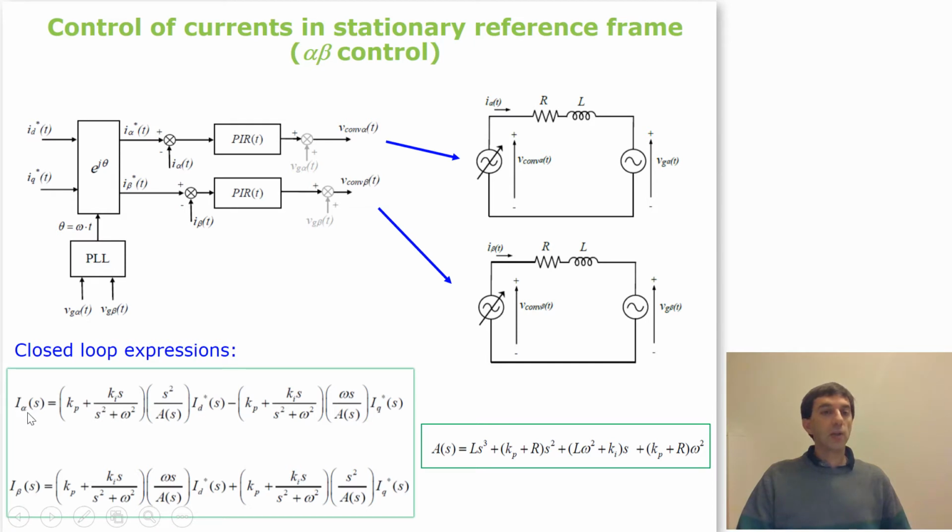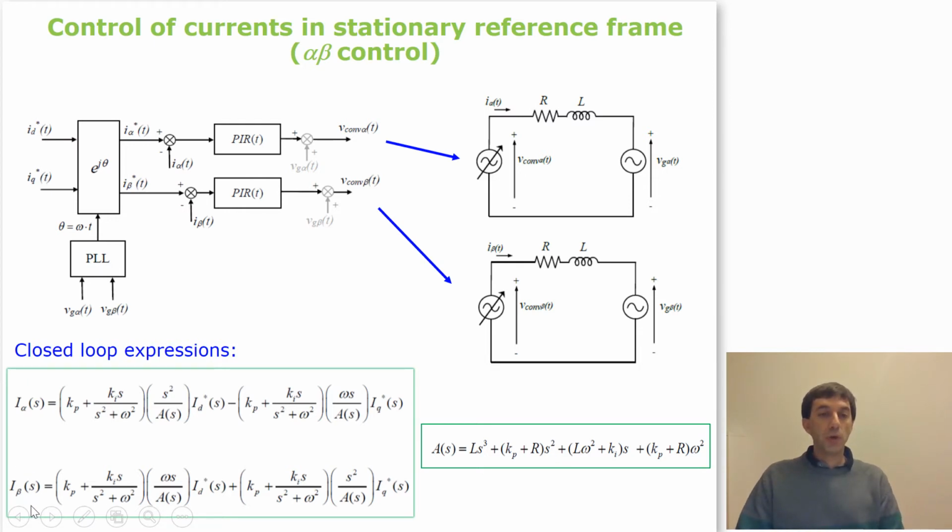We see how the alpha component of the current depends on the current reference multiplied by this term, with this denominator equal to this equation. So it is a third order equation. That means that we have three poles. Then we have the Q component of the current reference that is multiplied by a very similar term to this other one. And again, we have here this denominator, which is this one.